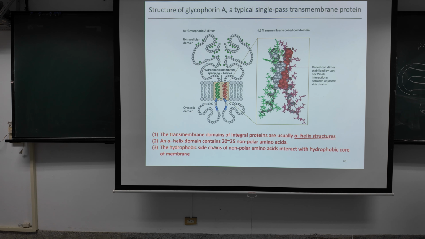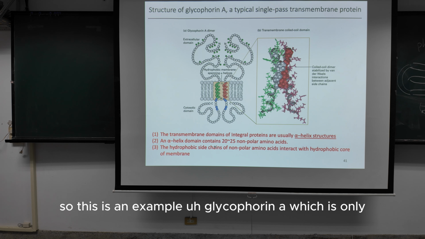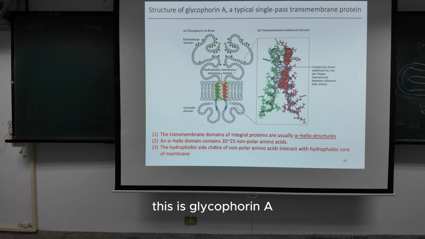Okay, so this is an example. Glycophorin A only contains one transmembrane domain here. And this will be the example for multiple transmembrane domain proteins, like bacteriorhodopsin and glycerol channel, these two. And in some cases, they use one continuous alpha helix to act as a transmembrane domain.